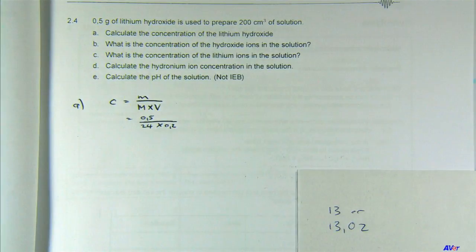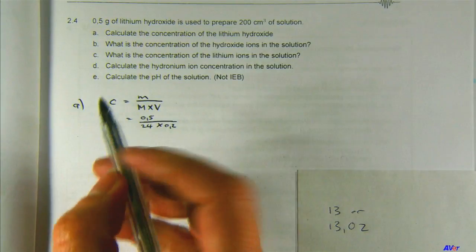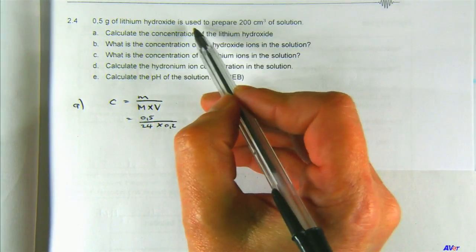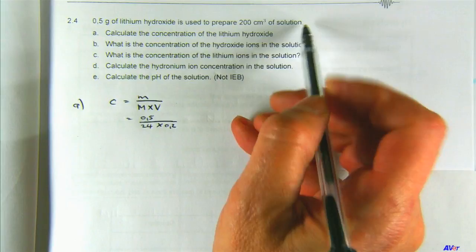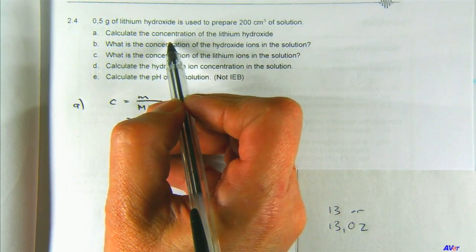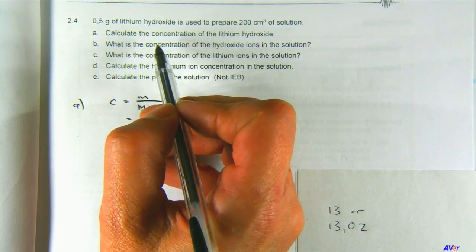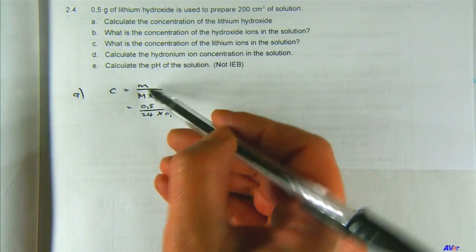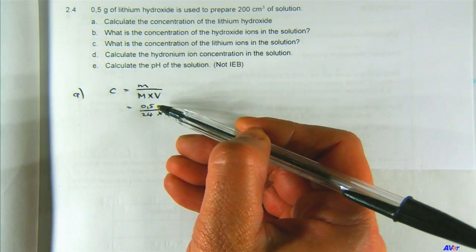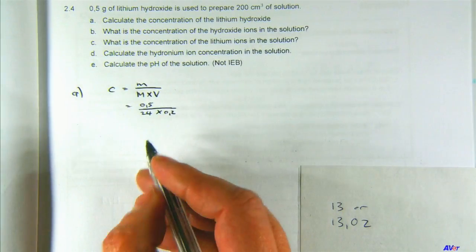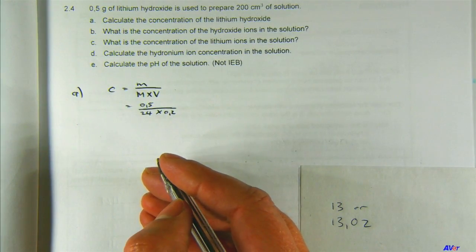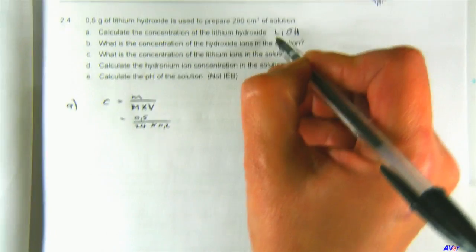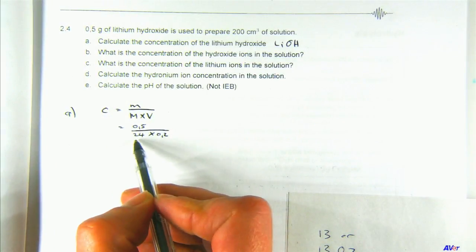Right, just quickly do number A together. Number A, they ask you if they have 0.5 grams of lithium hydroxide and it's used to prepare 200 cube centimeters of solution. And now they ask you calculate the concentration. Now, we're going to do a lot of mole things tomorrow, but you should have this one from grade 11. To work out the concentration, small m is the mass that they gave me, 0.5. Big M is the molar mass. Where do I find that? Periodic table. We're working with lithium hydroxide, so you just add together all the masses and you will get 24.